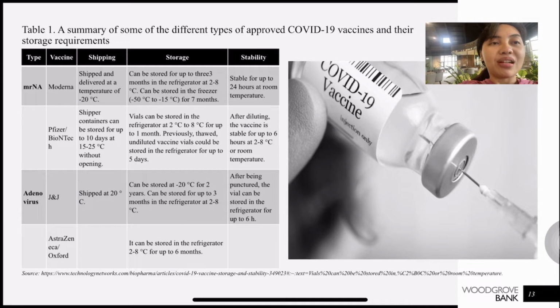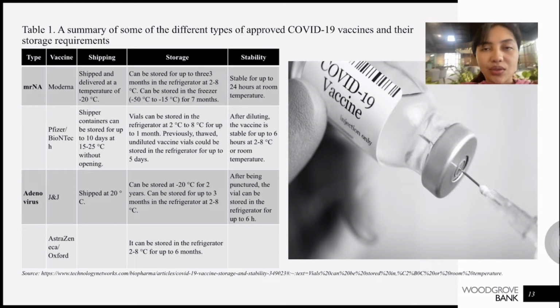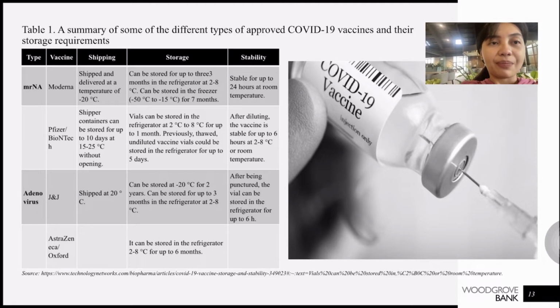So here is just a summary of different types of approved COVID-19 vaccines worldwide and their storage requirements. It means that each brand has its own shipping, storage, and stability requirements for it to reach its stability period or stability level.